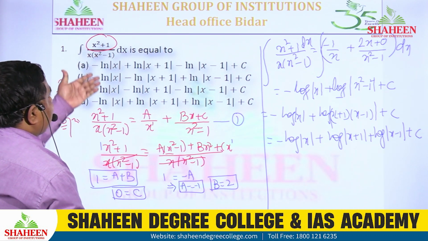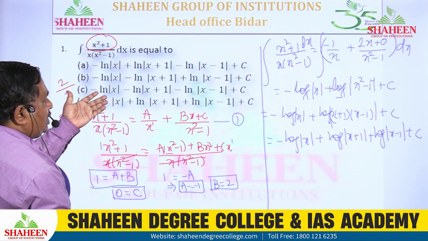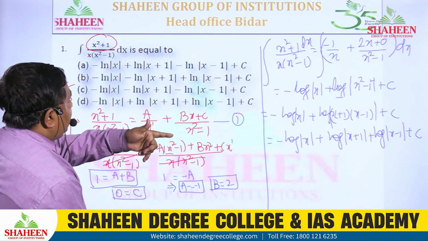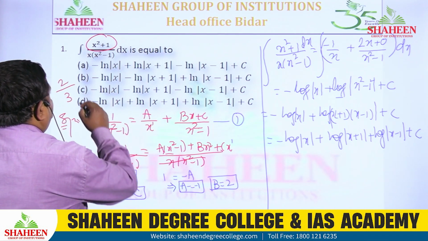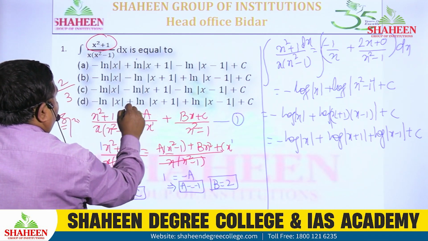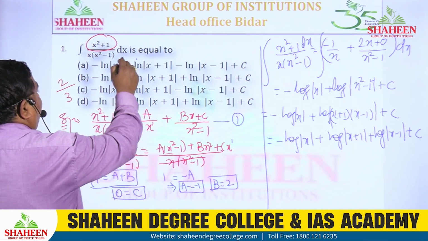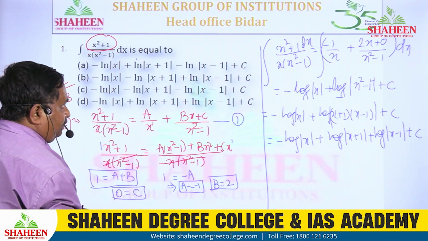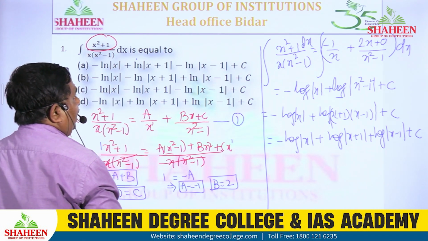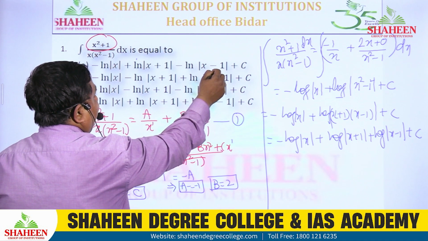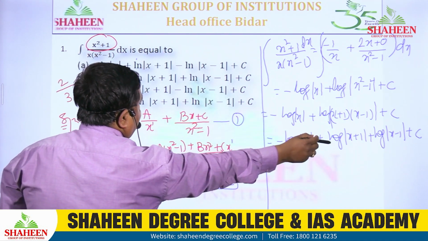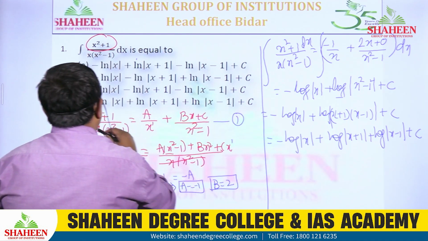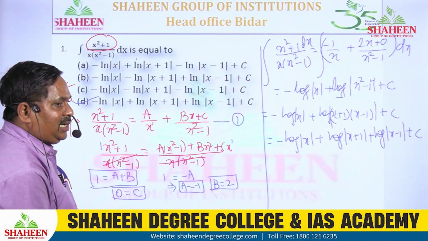Minus log x, in all four options we have minus log x plus log x plus 1 plus log x plus 1. Either the first or the fourth is correct, because in the second and third both are minus. And the last one is minus log x minus 1. But in the answer we are getting plus, it means that the fourth option is correct.